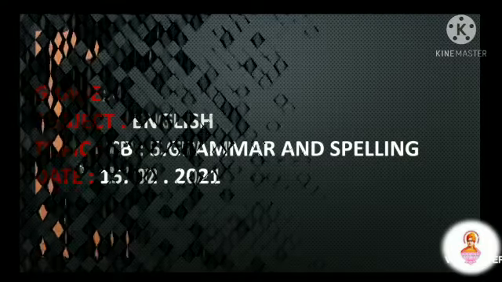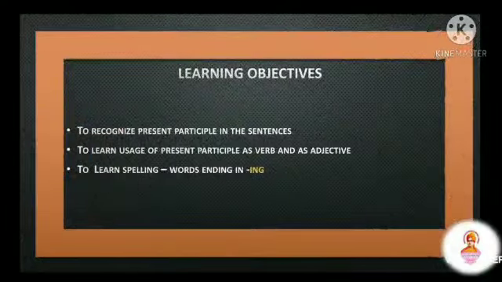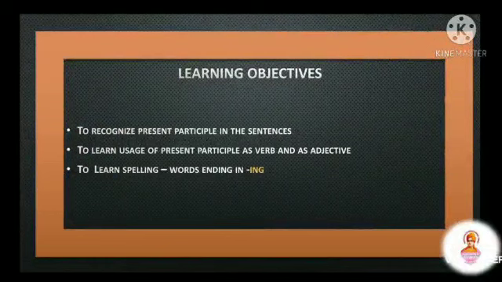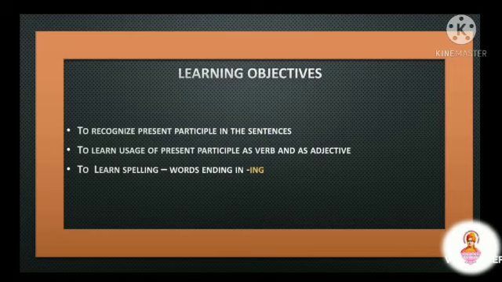Now, before moving into the session, shall we learn today's learning objective? Yes, today we are going to recognize the present participle in sentences, and to learn the usage of the present participle as a verb and as an adjective, and also spelling. The spelling we are going to learn is words that end with ing.